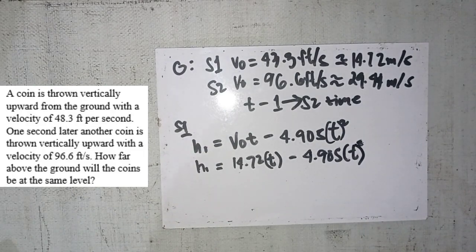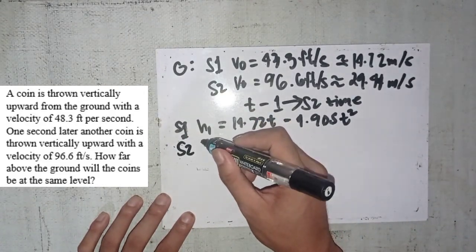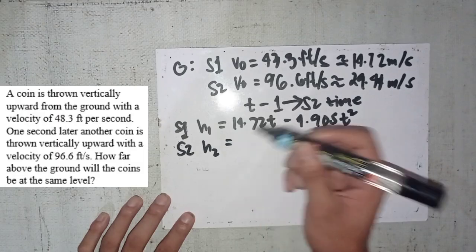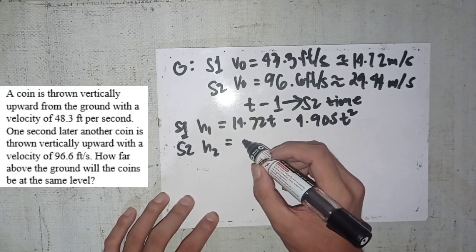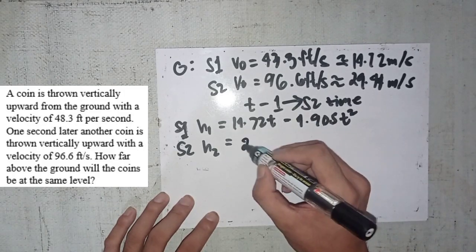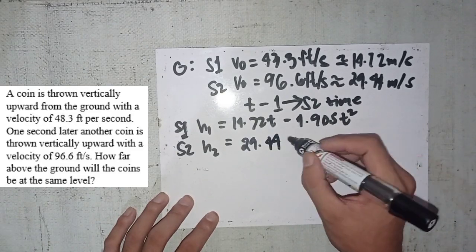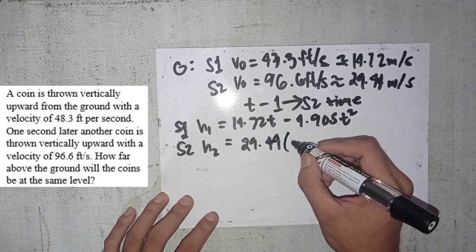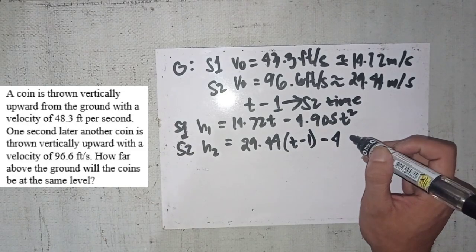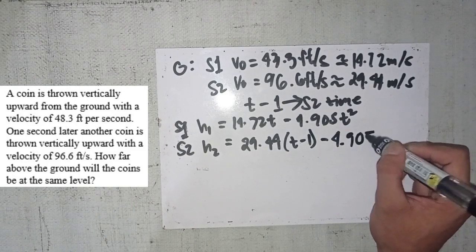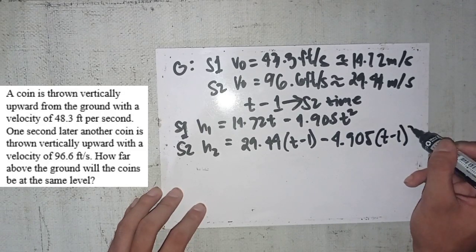So for the second stone, its height will be h2, using again the formula we used earlier. Our initial velocity here is 29.44 times the time, since it is delayed by 1 second, so t minus 1, minus the gravitational acceleration term, 4.905 times (t minus 1) squared.